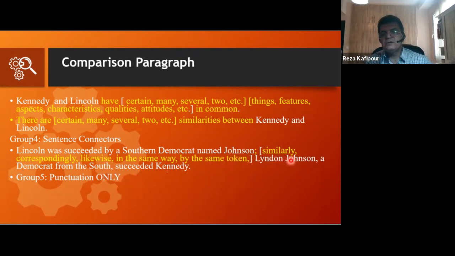So there is no difference between the different sentence connectors we have here: similarly, correspondingly, likewise, in the same way, or by the same token. Each one of them can be used in the sentence. And the last signal to show comparison between two ideas, concepts, or persons is the use of punctuation. We will not have anything else. Let's see.